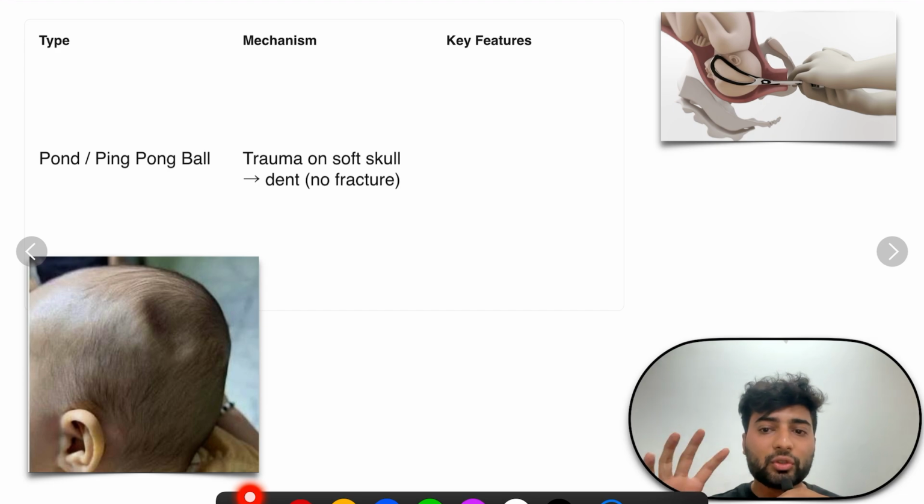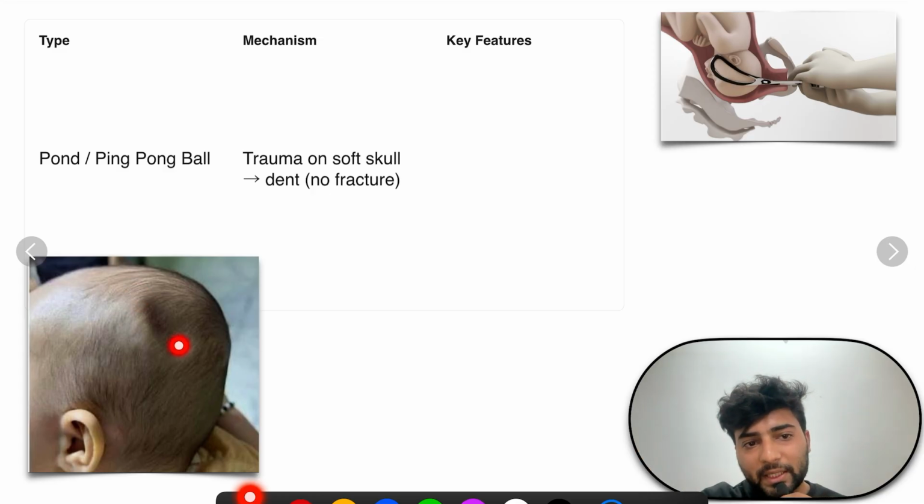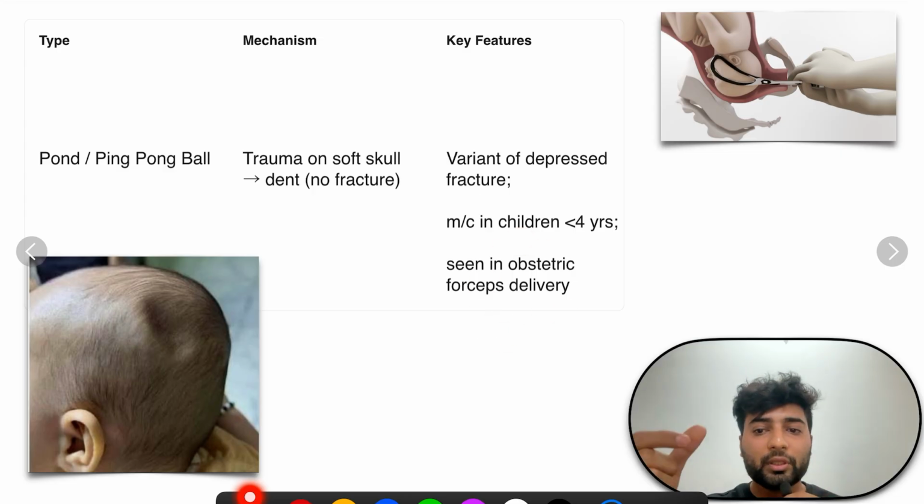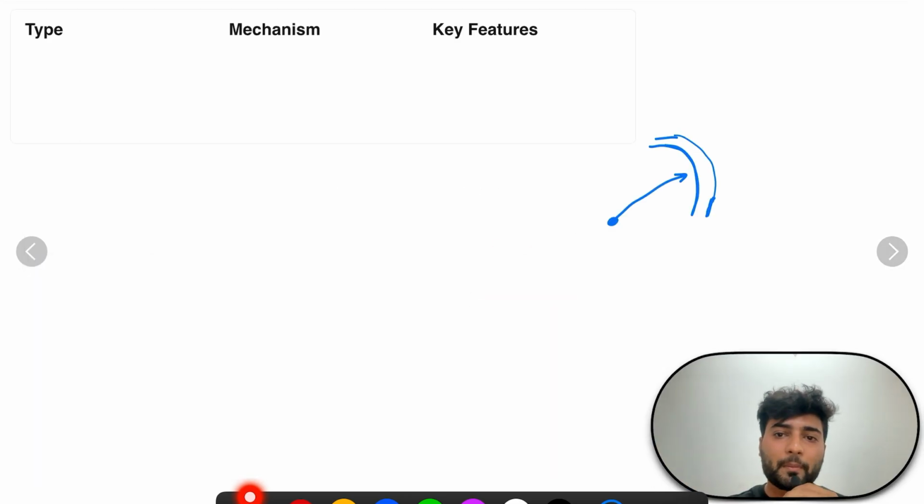Mechanism is trauma on the soft skull, because the skull of the child is soft and pliable, so it can cause this depression without getting broken, right? So it is a variant of depressed fracture seen in children less than 4 years and in obstetric delivery due to the pressure of that instrument.